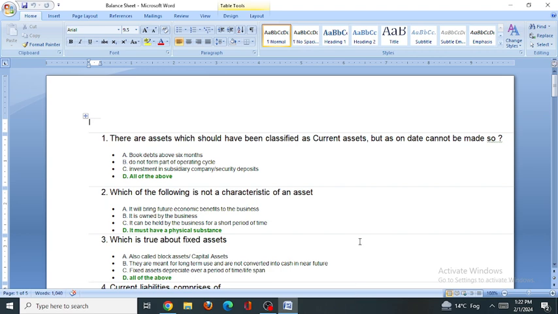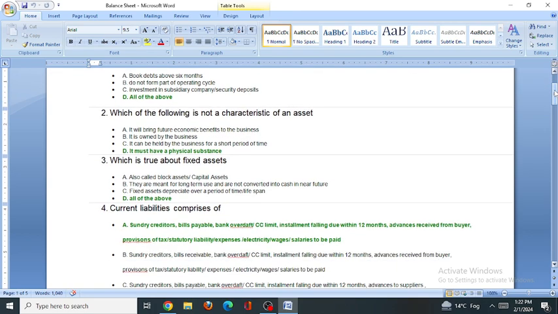There are assets which should have been classified as current assets but as on date cannot be made so. Book debts above 6 months do not form part of the operating cycle. Investment in subsidiaries should be current assets but for the time being they are not. Which of the following is not a characteristic of an asset? It must have physical substance. It is not mandatory because intangible assets like goodwill do not have physical existence.